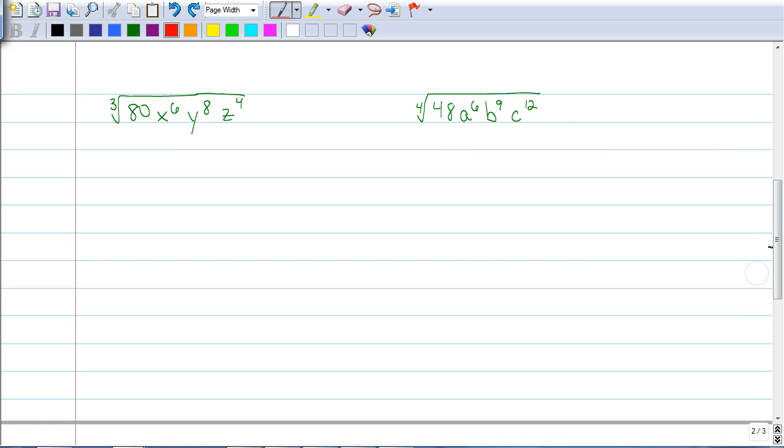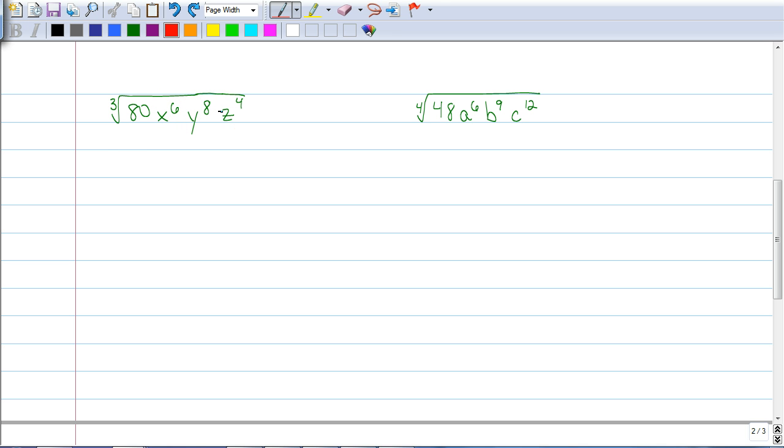Well, what happens if there are variables? Just like in the previous video that we saw, we're going to do the same process as before. But let's start out with the cube root of 80. This cube root applies to not just the 80, but also to the x to the 6th, the y to the 8th, and the z to the 4th.